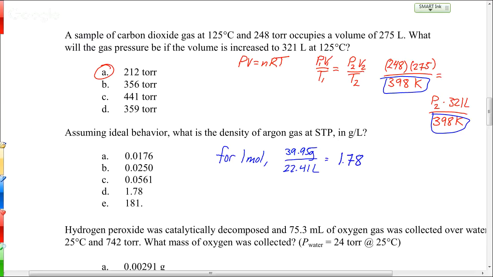Is 1.78 grams per liter. So there was no need to bring in all that other gas law stuff, because at standard temperature and pressure, we know the molar volume. It's another trick you can use. I don't think we have an exact example of that here, but you can use that molar volume elsewhere also.